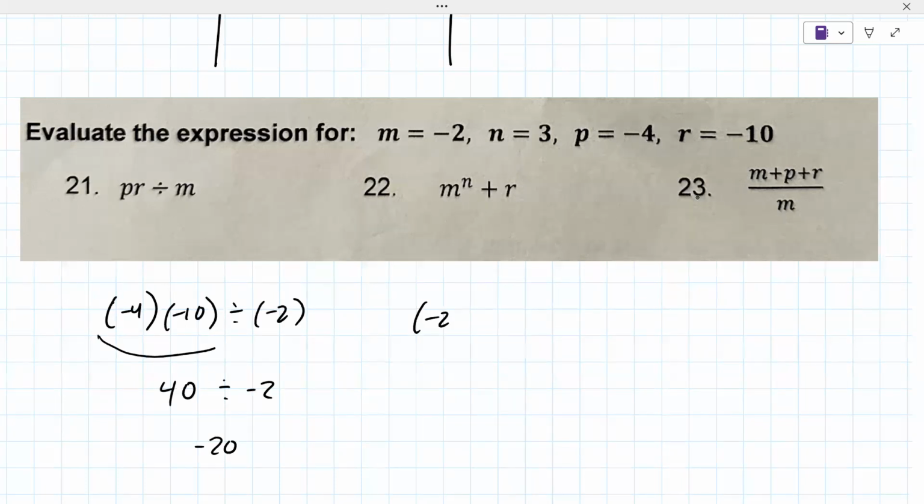Now, this is very important. It's -2 in parentheses to the power of 3, plus 10. For this one, it's going to be -8. Plus, -8 plus -10 is -18.